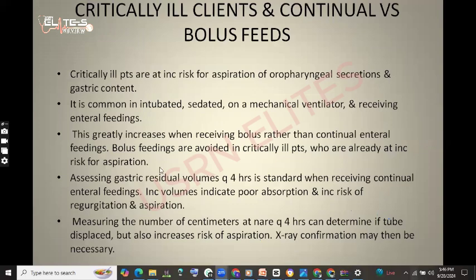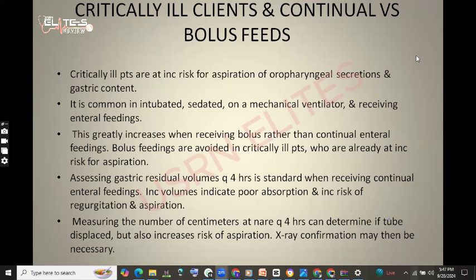So we have another thing to talk about here when it comes to feeding a patient. Let me say what I have to say, then after we look at what we have on the slide. So when it comes to feeding a patient, especially someone who is critically ill, especially in the ICU, generally we prefer continuous feeding to bolus feeding.